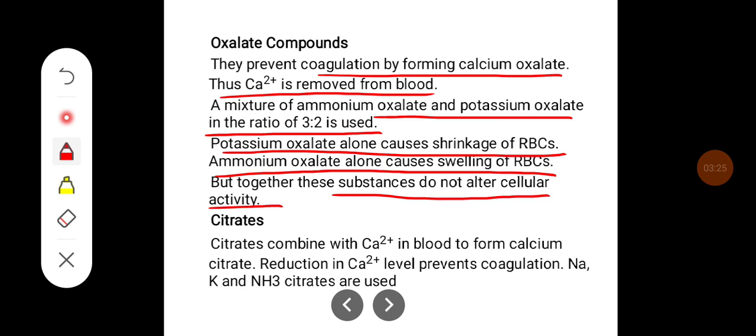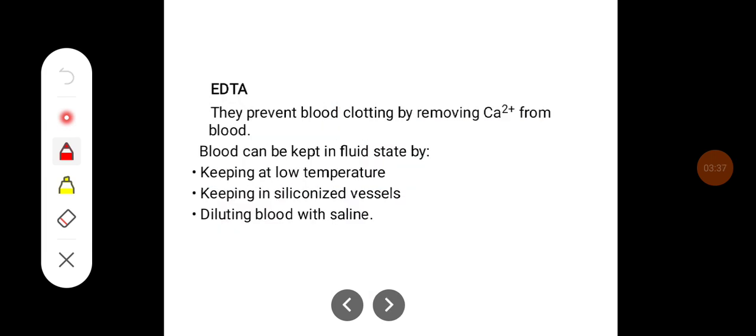Whereas citrates combine with calcium in blood to form calcium citrate. Reduction of calcium levels prevents coagulation. Sodium, potassium, and ammonium citrates are used for the purpose. EDTA prevents clotting of the blood by removing calcium from the blood.